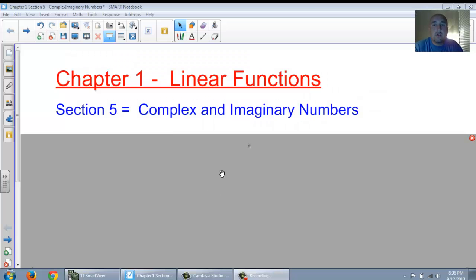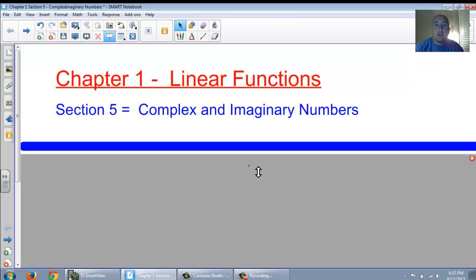Hi, welcome back. We're still in Chapter 1, Section 5. We are skipping Section 4, so we're going straight to Section 5, and we're going to talk about complex and imaginary numbers, all of which you have seen once again. Remember, this whole first chapter is quite a bit of review.